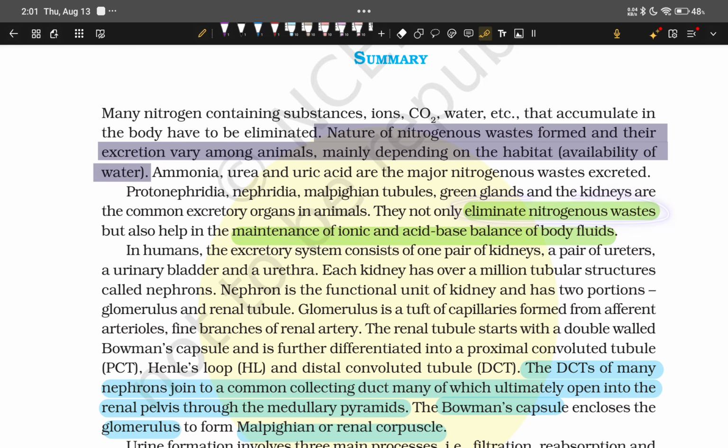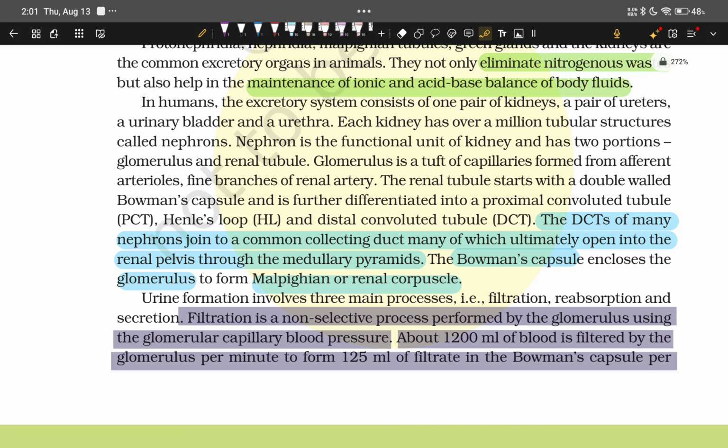Now, elimination of nitrogenous waste and maintenance of ionic and acid balance of fluid is taking place by these excretory structures present in different animals. Now, DCTs of many nephrons, I mentioned it very often, join to form common collecting ducts, many of which ultimately open into the renal pelvis through the medullary pyramid.